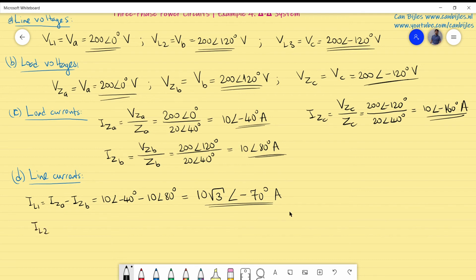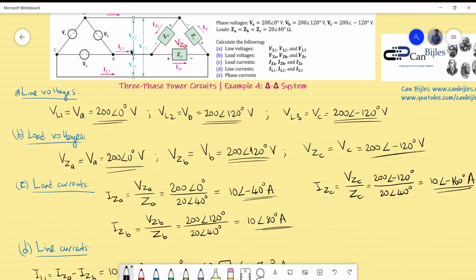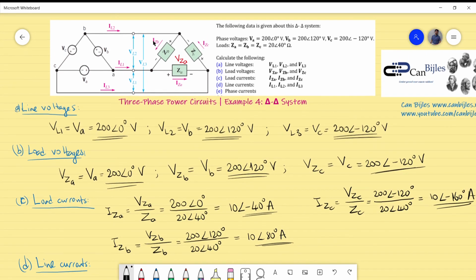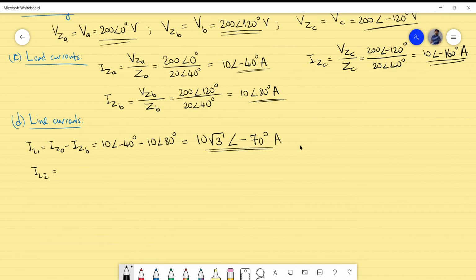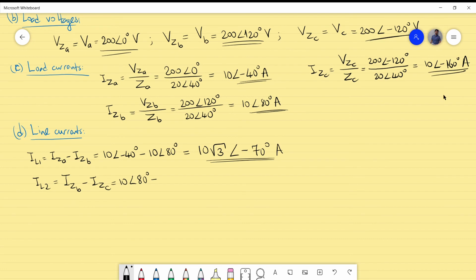So if I want to do IL2, which is if you move up again in the circuit, what you see is IL2, which is this one, which is IZB minus IZC. So I have IZ of B minus IZ of C. And of course we already know this. IZ of B is 10 amperes with a phase of 80 degrees. And we have also the value for IZC, which is 10 amperes and a minus 160 degrees.